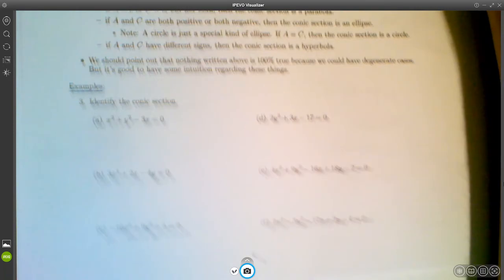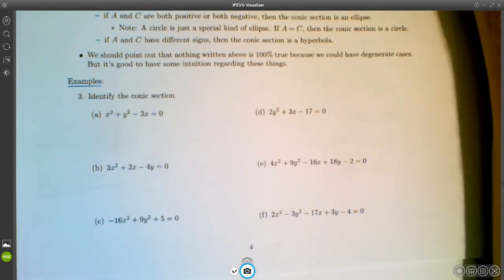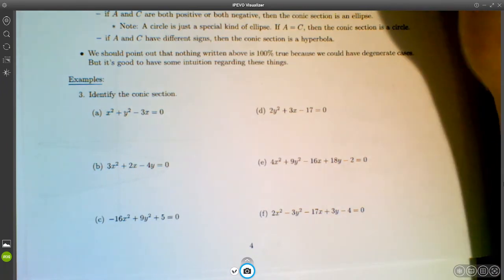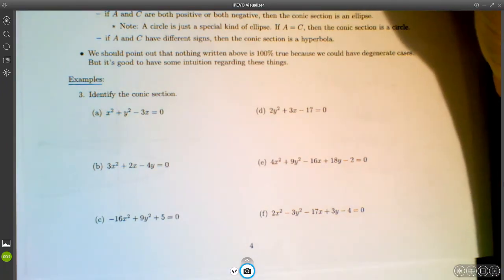So with that in mind, just looking at these standard forms rather than the graphing forms, and rather than trying to complete the square, let's see if we can just identify what the conic section is just by looking at these equations. Okay.